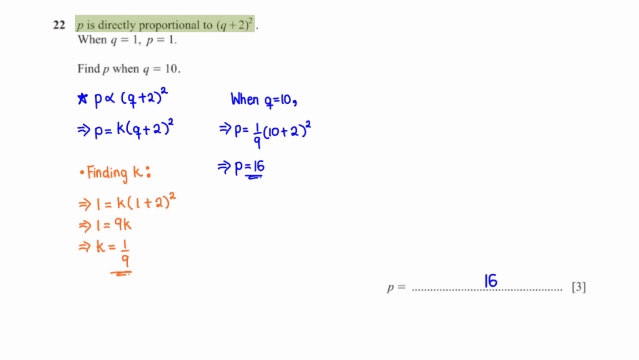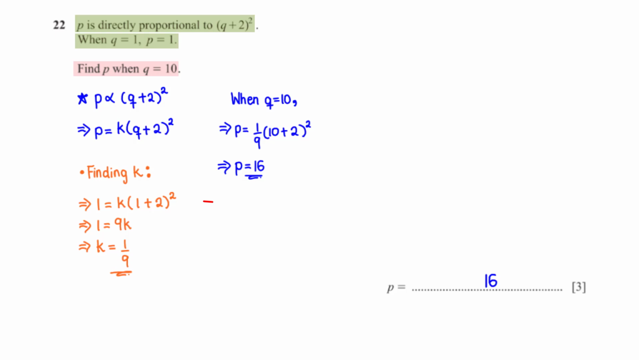P is directly proportional to Q plus 2 all squared. When Q equals 1, P equals 1. Find P when Q equals 10. In mathematical terms, we write P is directly proportional to Q plus 2 all squared. This can be rewritten as P equals K times Q plus 2 all squared. We can find the value of K by substituting the values of P and Q given in the question.